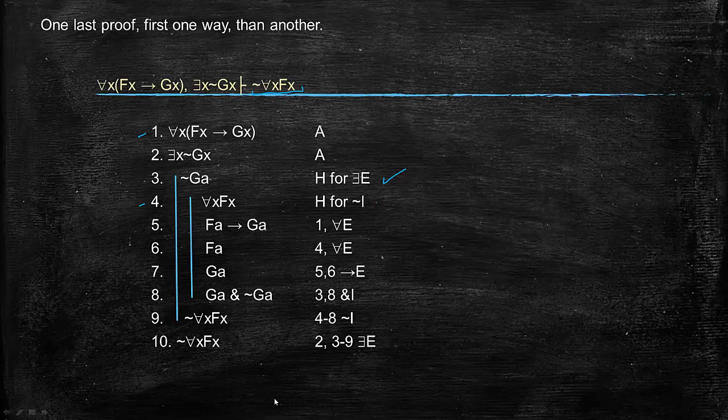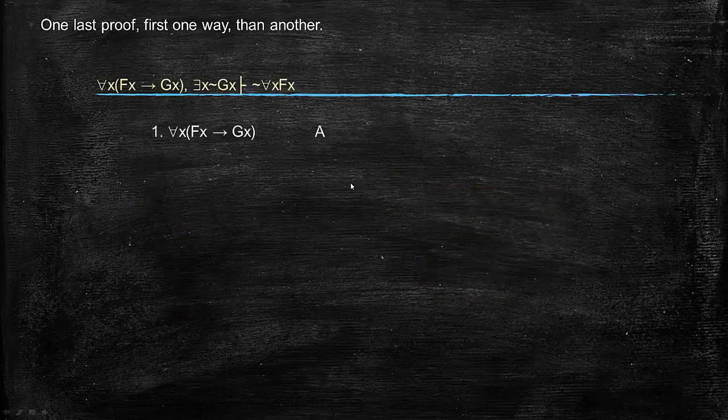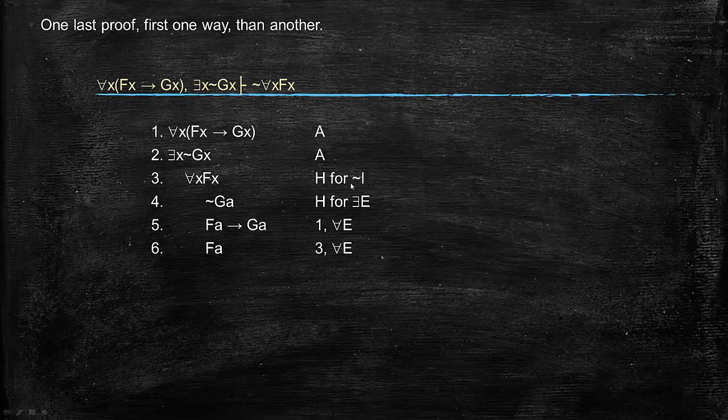Now the question arises, what if we had done these in a different order? What if we had hypothesized for all x, f x first, and then for negation introduction, and then hypothesized existential elimination? So maybe we could try that. Let's go ahead and hypothesize for all x, f x first, and then an existential elimination. And then we do the same moves that we did before. If f a then g a, f a, g a, and now we have our contradiction.